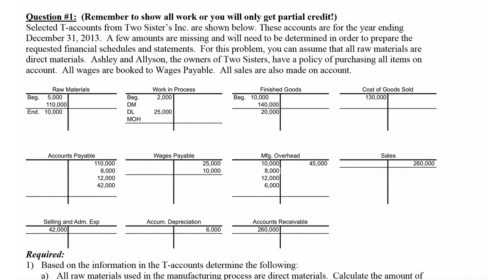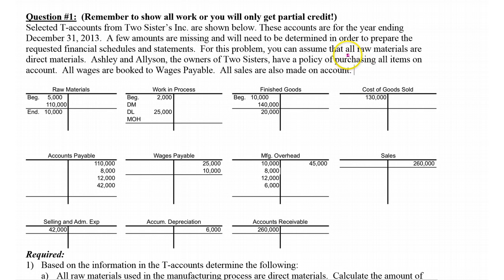All right, question one. We have a bunch of T accounts here, and it wants us to find the missing amounts. There's some missing amounts here. So this is understanding the cost flows through the production process. It does give us some information, just to make the problem easier.